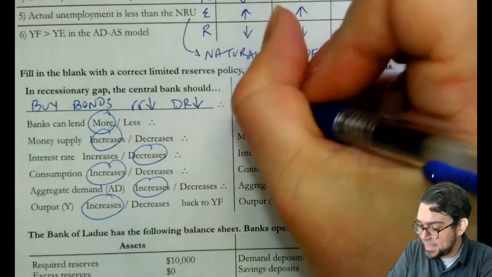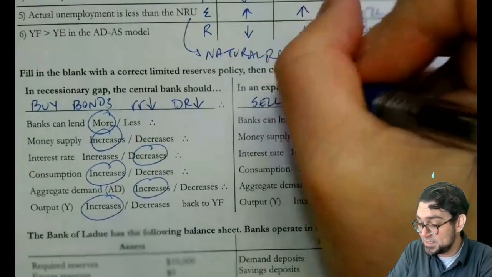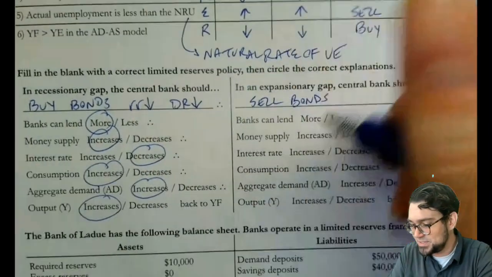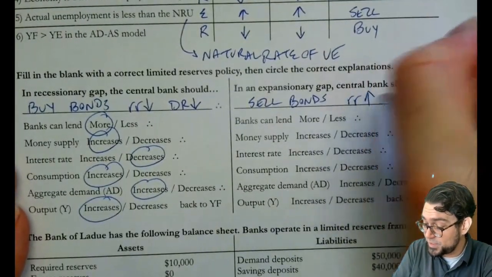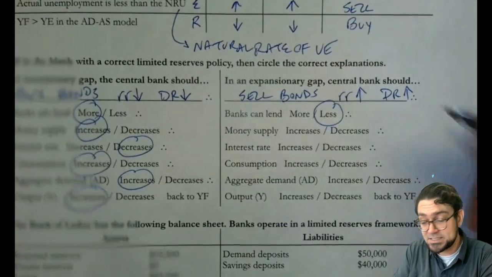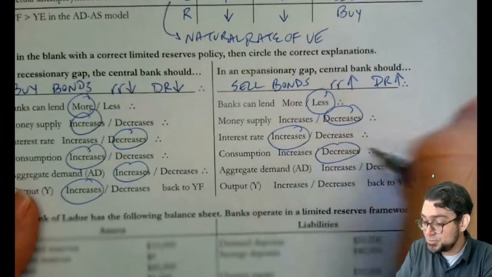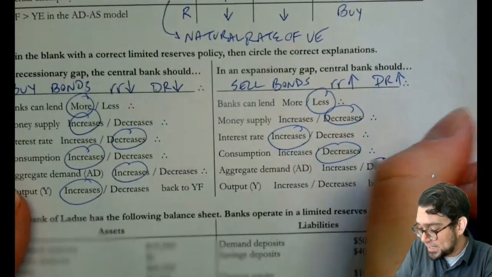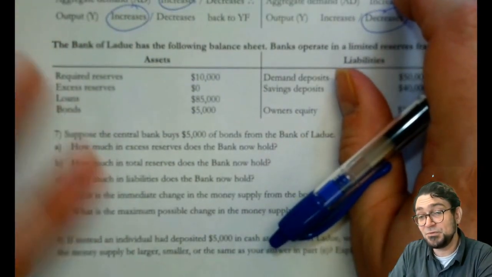We just did the recessionary gap. In an expansionary gap, we would want to sell bonds, raise the reserve ratio, and raise the discount rate. That would make banks able to lend less, the money supply would decrease, and interest would rise. As a result of the higher interest, consumption would fall, aggregate demand would fall, and output would go back to full employment.